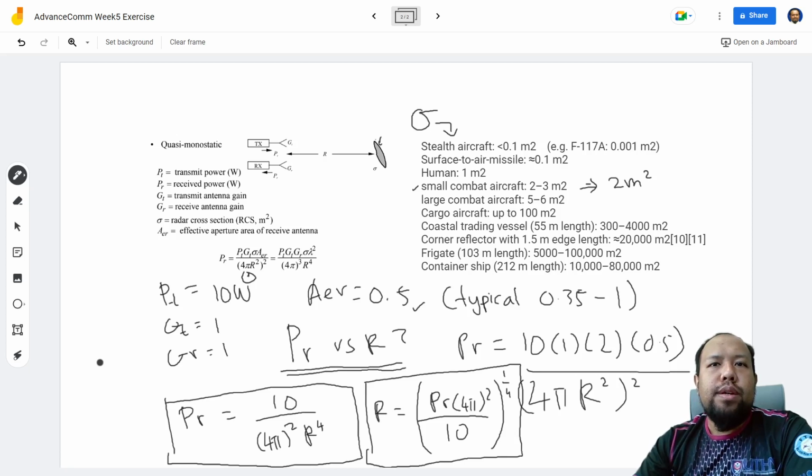So you can get this equation. In your system, you can use this equation to estimate the range, the distance between your radar and your object. Okay, all right.